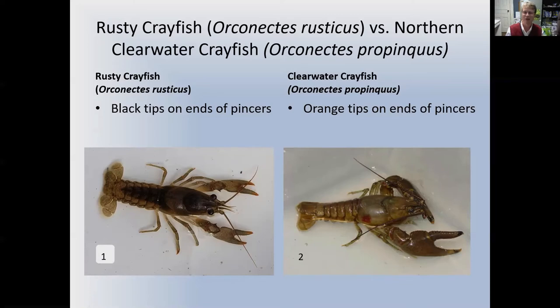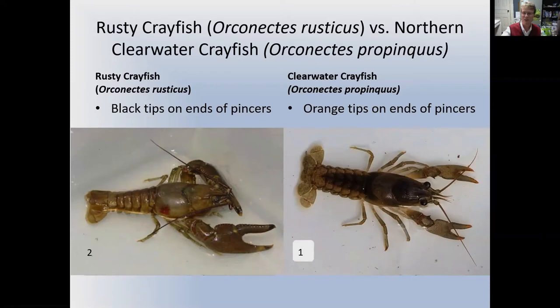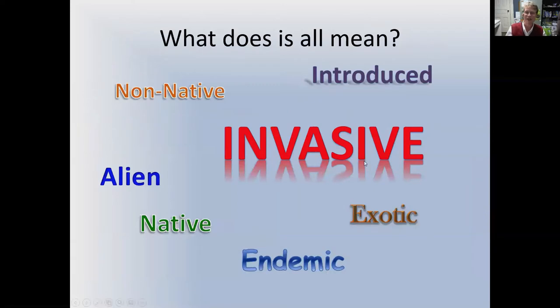One of the tips is also a rusty crayfish can look like somebody had a little paint on their fingers and grabbed onto the sides of it. The rusty crayfish is the one that was marked number two. So again, hopefully this got us in the mood for thinking about invasive species.